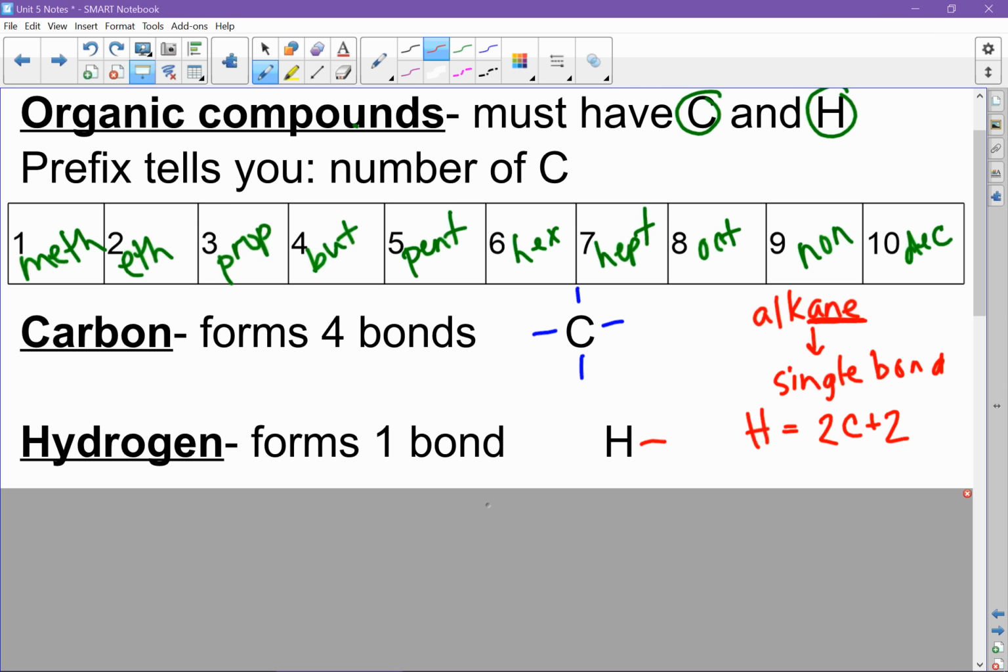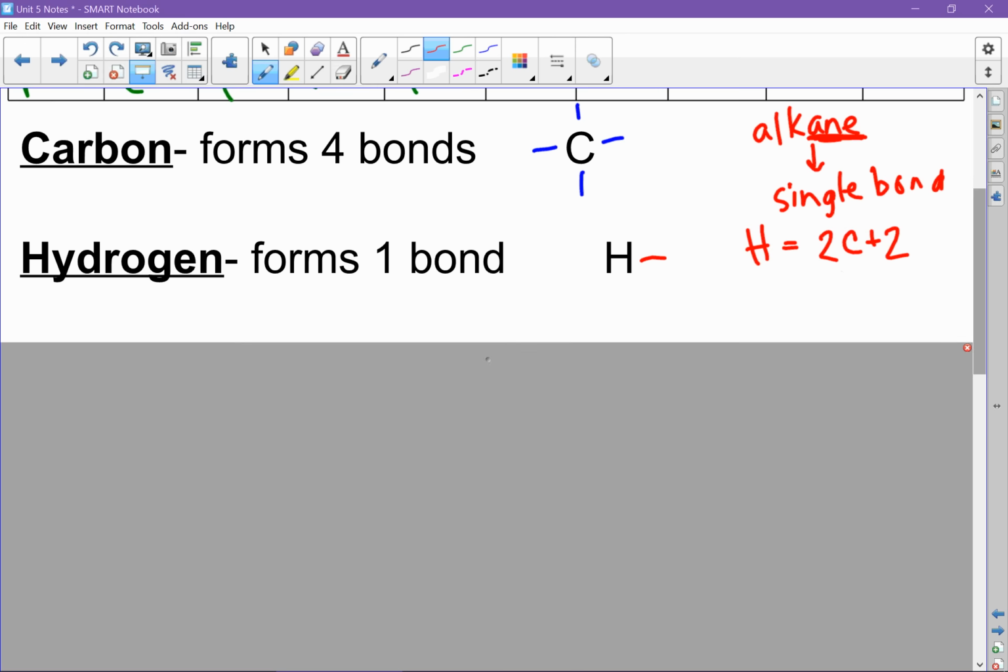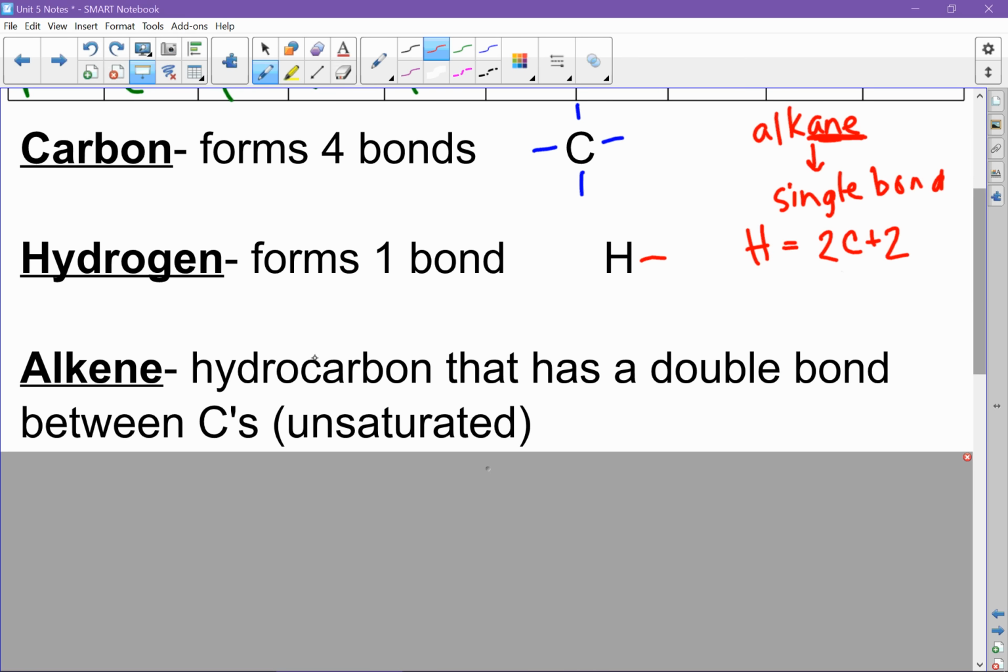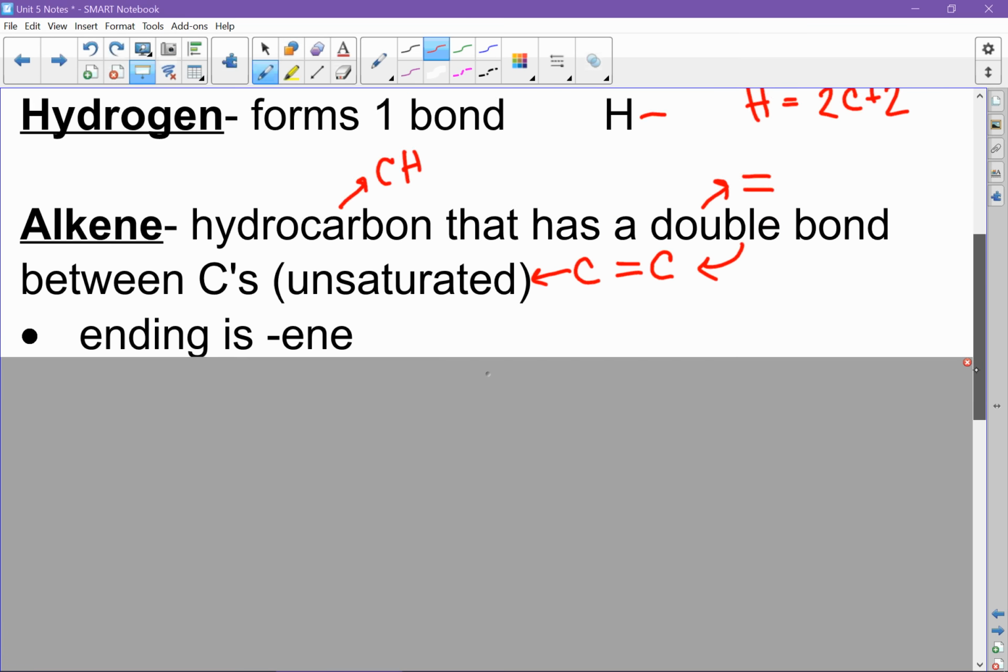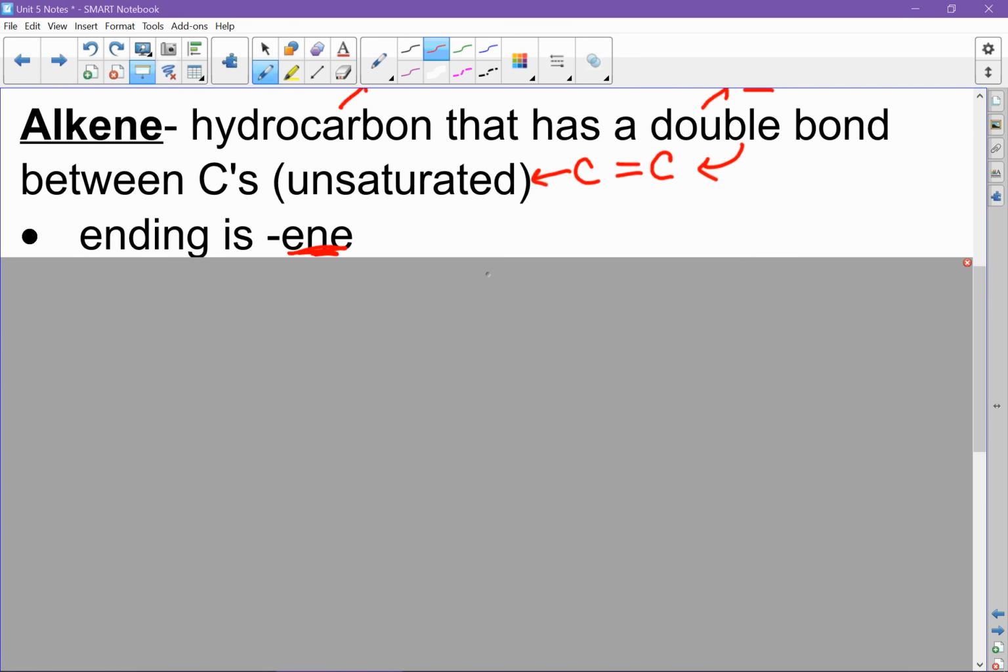Instead of alkanes, we are going to learn about things called alkenes. These are still hydrocarbons, so they still have carbon and hydrogen in them, but now there's going to be a double bond somewhere. So instead of a single line, we'll see this double bond like an equal sign. That will happen between the carbons, so you'll see something like this. That's what that will look like. Because of that double bond, that makes the compound unsaturated. The ending of the word that you'll see, the name, will be -ene because that matches alkene here.